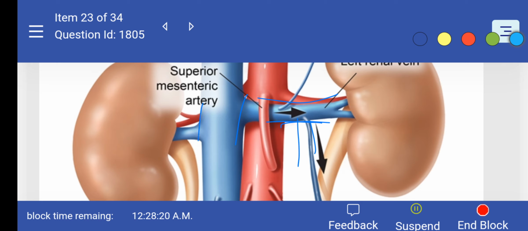The other thing is this left renal vein is in between the aorta and the superior mesenteric artery, and it is compressed in between these two arteries, the superior mesenteric artery and the aorta. So that would produce compression, and that would increase the pressure. That is called nutcracker effect. We would talk about that, right?